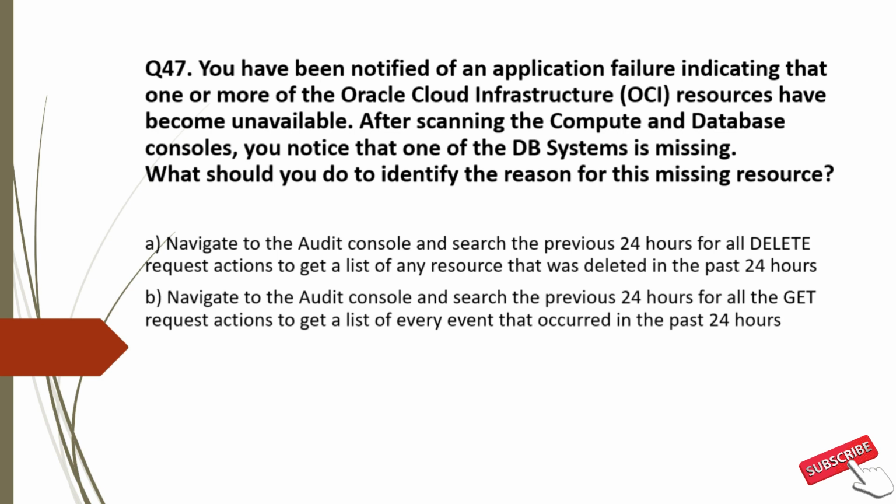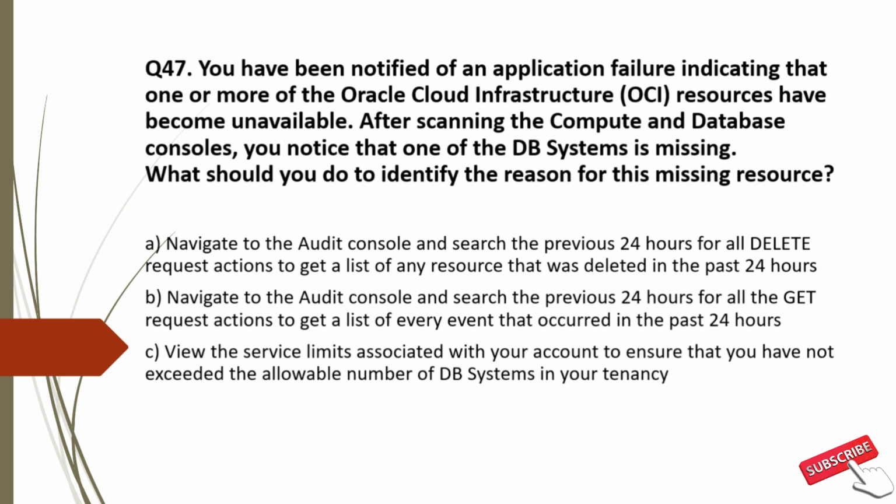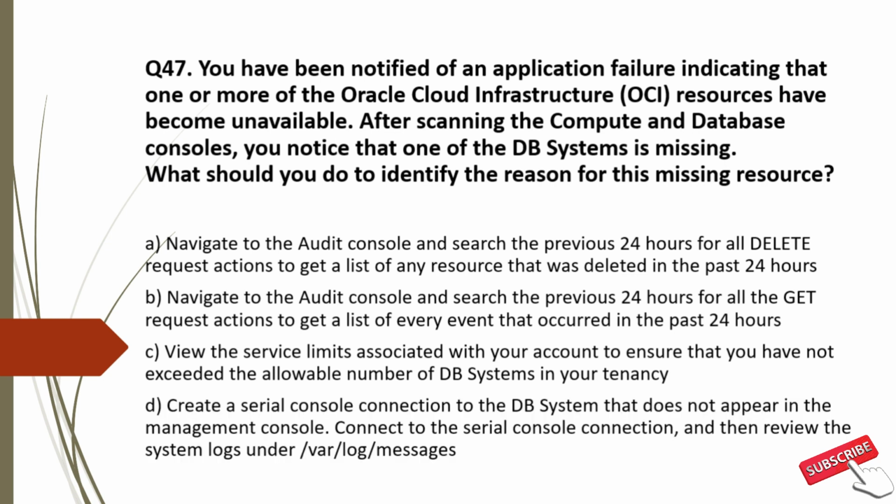B. Navigate to the audit console and search the previous 24 hours for all the get request actions to get a list of every event that occurred in past 24 hours. C. View the service limits associated with your account to ensure that you have not exceeded the allowable number of DB system in your tenancy. And D. Create a serial console connection to the DB system that does not appear in the management console. Connect to the serial console connection and then review the system logs under var log messages.